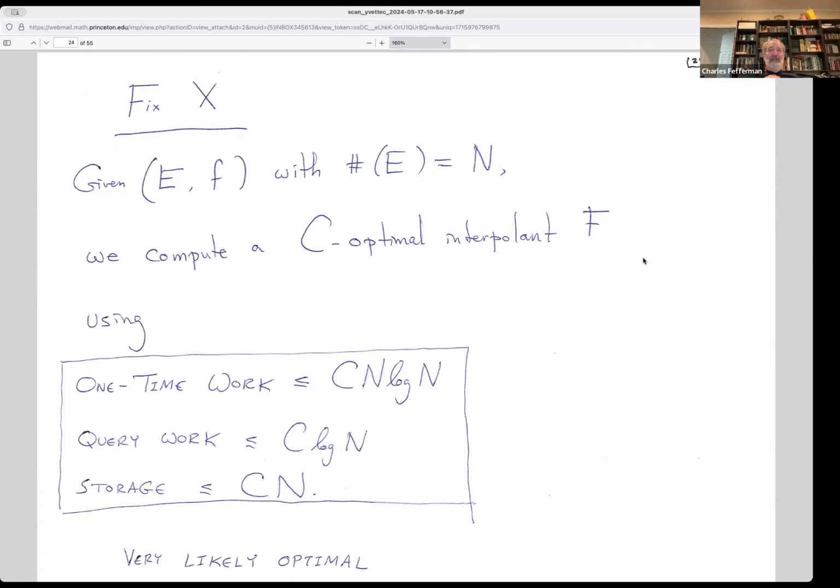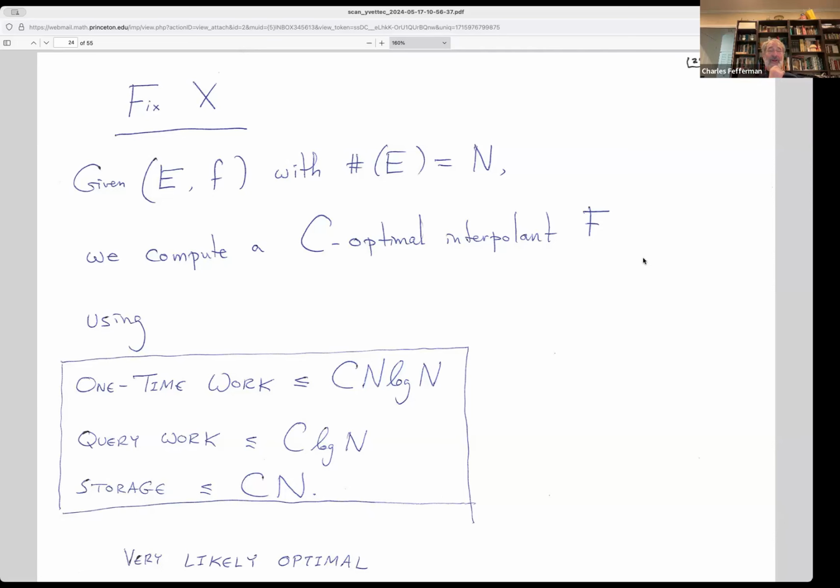Given a data set E, f with N data points, we're going to compute a C-optimal interpolant using one-time work at most CN log N, query work at most C log N, and storage at most CN. Now, very likely, these are theoretically optimal. For example, for the one-time work, it would be nice to read the problem before answering it. Presumably, the students graduating today have learned that in taking their exams. And so, if there are N points, it takes N operations to read the data. And here this algorithm works in O(N log N) operations.